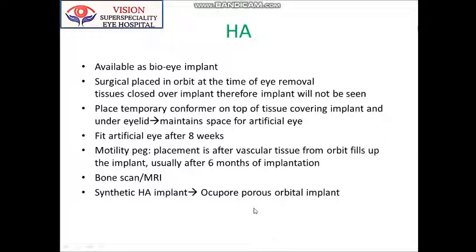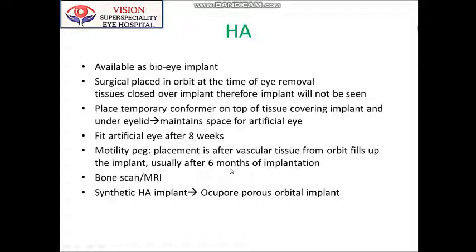If further movement is desired, a hole is placed in the implant and a PEG is inserted into it. PEG placement is done only after the implant has had time to fill with vascular tissue from the orbit, usually around 6 months after implantation. A bone scan or MRI is done to confirm if the implant has adequate vascular ingrowth. The final result varies, which depends on the condition of the orbit, muscles and surrounding tissues.